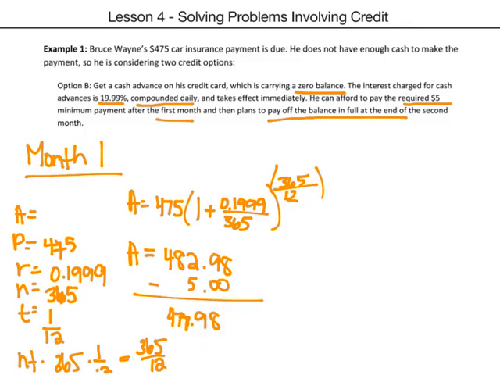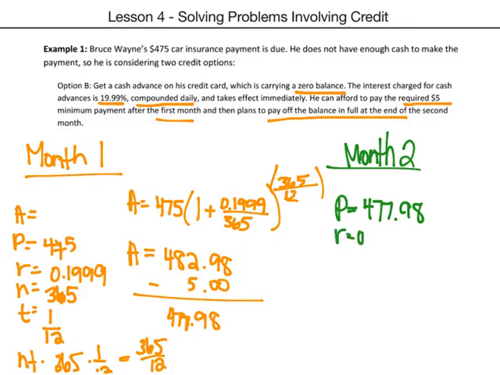So now going into month 2, now his principal is $477.98. The rate stays the same. The compounding periods stay the same. The term stays the same. But we're going to see how much interest he's calculating now.